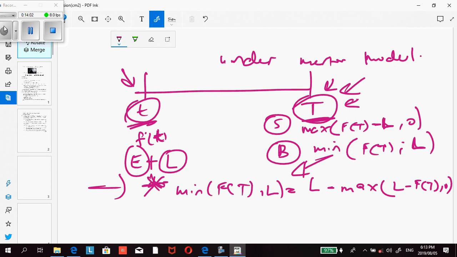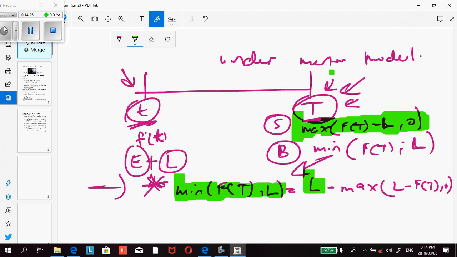So here are your expressions. At time T, your final time, your shareholders will get the maximum of F of T minus L or 0, whichever is the maximum. And your bondholders will get the minimum of F of T and L, which is L minus the maximum of L minus F of T and 0. Now, this is the final time here. But what about any initial time little t? Little t might be 0, 1, 2, 3. What are the shareholders and the bondholders going to get? Well, that is not a big problem, because this is the expression for the payoff of the call option.